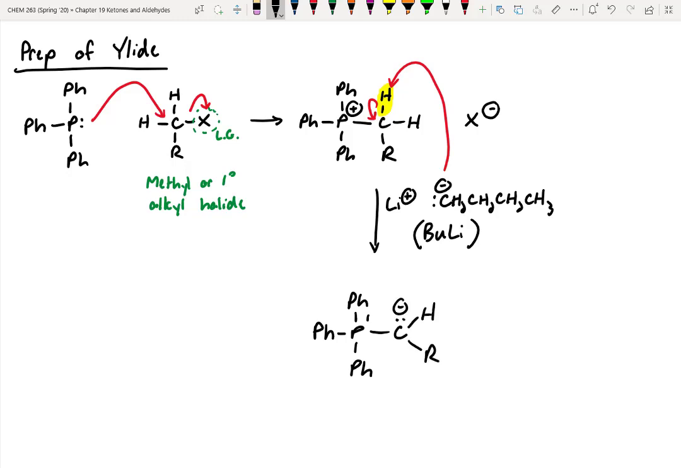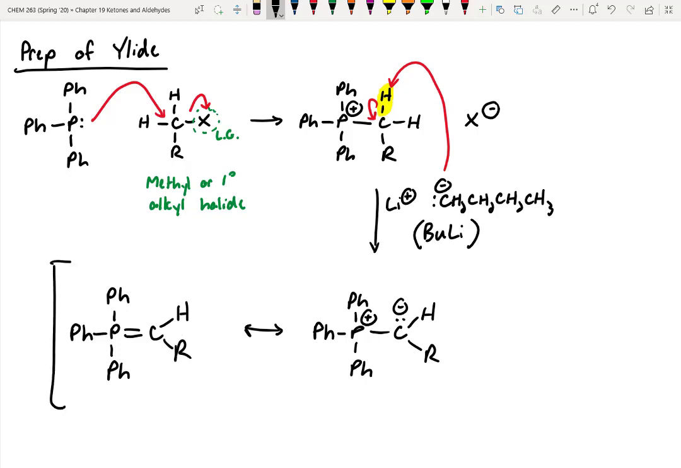We've got a carbon with the negative charge, and a phosphorus with the positive charge. And like I said, people will show this a few different ways. Some people will show it with a double bond between phosphorus and carbon, which looks like this. Or they'll show it like the right-hand side. People normally call this one the ylide, and they'll call this one the phosphorane. I don't really know why we have different names for two different forms of these resonance structures. It's just historically what they've been called.